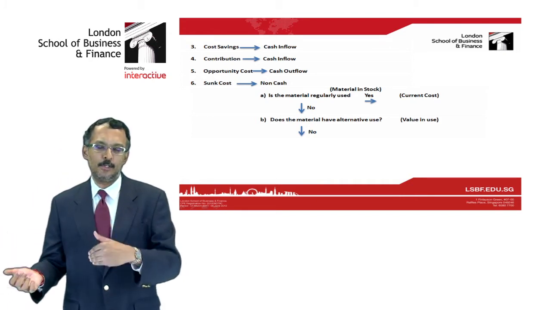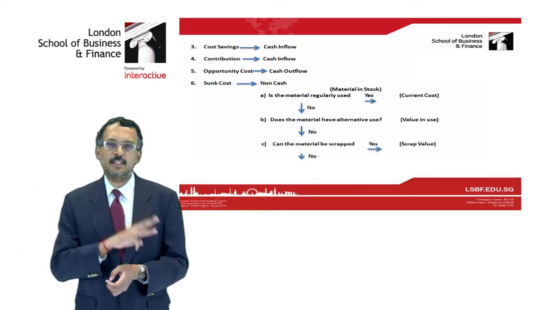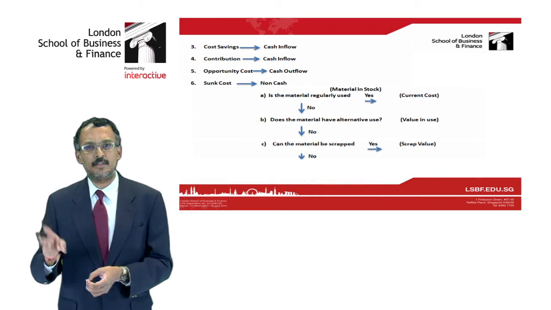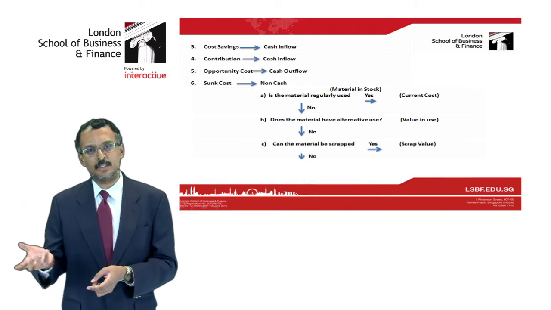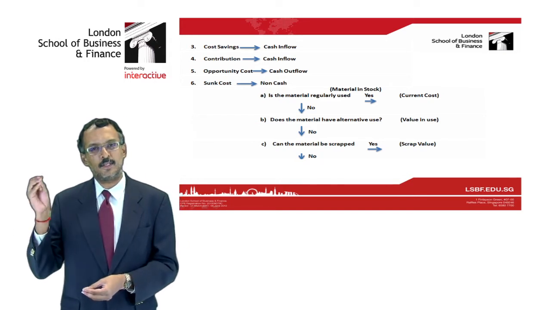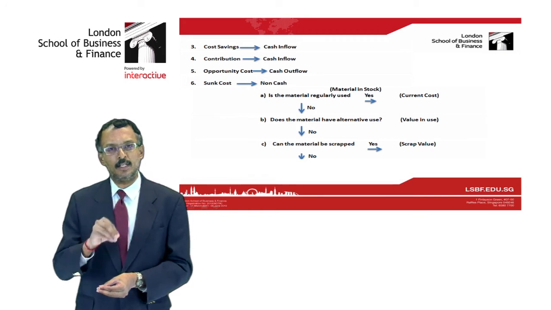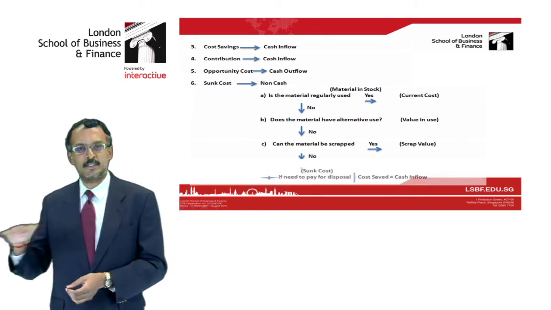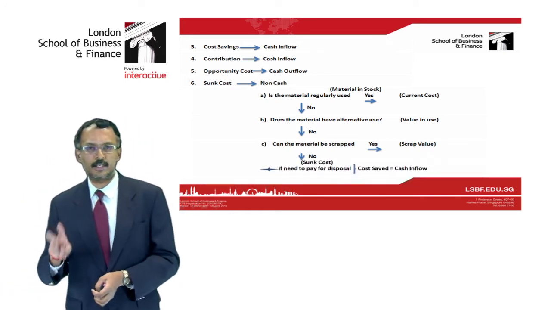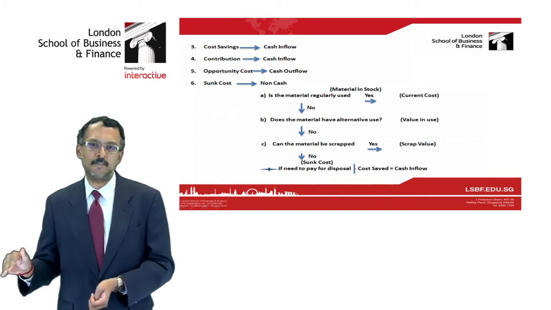If your answer is no, then there's the third and last question that you must ask. The third question is, can the material be scrapped? Again, your answer could be yes or no. If your answer is yes, then you can use a scrap value as the opportunity cost. If your answer is still no, then material becomes a sunk cost. So you only decide a sunk cost after looking at these three questions in front of you every time.